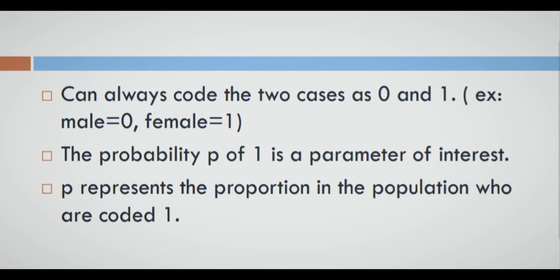The probability P of 1 is the parameter of interest, which is the probability of the group that we code as 1. Let's say for this example it is female. That is our main concern. P represents the proportion of the population who are coded 1. So if you are interested to know about the probability of which group, that one will be coded as 1. That is your parameter of interest.